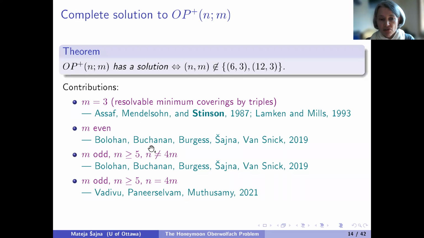And then not so long ago, Andrea Burgess and I, with our undergrad students, looked at the more general uniform table case. So in this paper published in 2019, we were able to complete the even cycle length, as well as the odd cycle length case, except the case of 4 tables of odd length. And this will sound familiar from the original Oberwolfach problem. This outstanding case was actually just very recently filled in by 3 Indian mathematicians, Vadivu, Panirselvam, and Muthusamy. So they were able to complete the solution then.